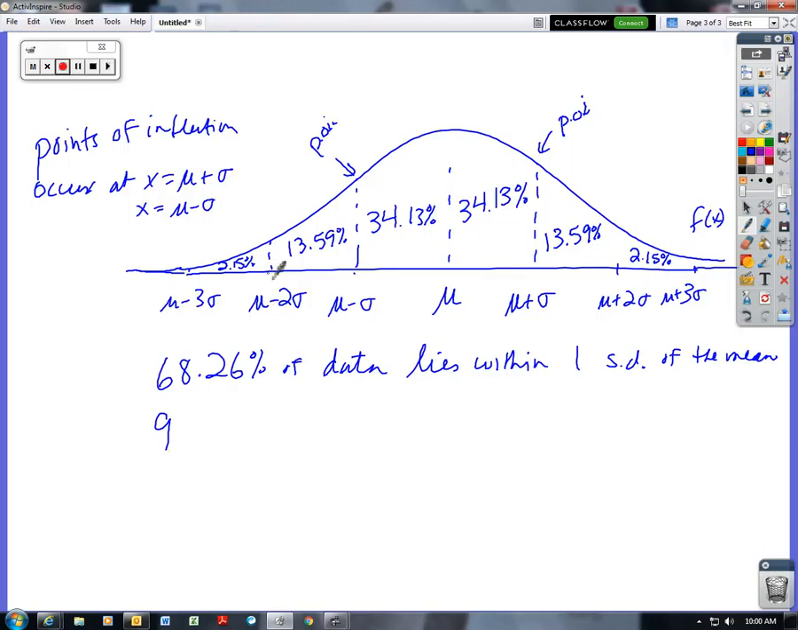And then if you look at within 2 standard deviations of the mean, so if you add up these 4 numbers here, you're going to get that 95.44% of the data lies within 2 standard deviations of the mean. And if you go out to 3, which is almost the entire thing, isn't it? That's 99.74% of the data is going to lie within 3 standard deviations of the mean. So there's just a little bit left out here on the very, very edges.